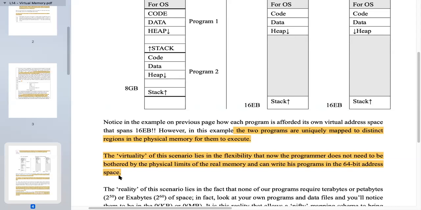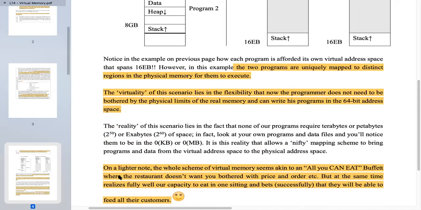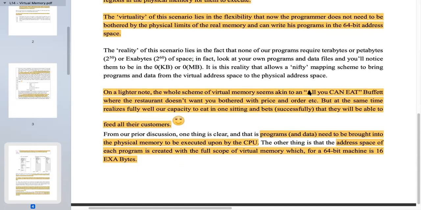The virtuality of this scenario lies in the flexibility that now the programmer does not need to be bothered by the physical limits of the real memory and can write their programs in the 64-bit address space, which is the computer specification. That's why when you download or install a package, it tells you, do you want to install a 32-bit package or a 64-bit package based on what computer you have? Even a 64-bit computer can run a 32-bit package. And that's where this analogy is drawn, all you can eat buffet. That's where it's coming from.